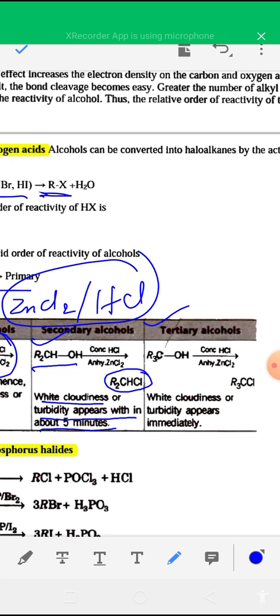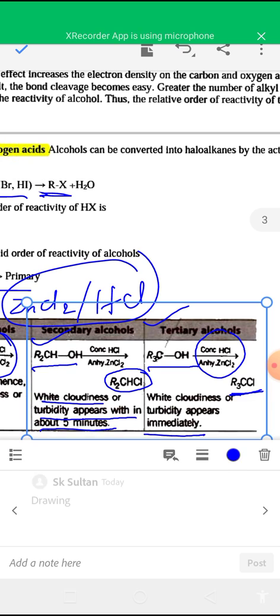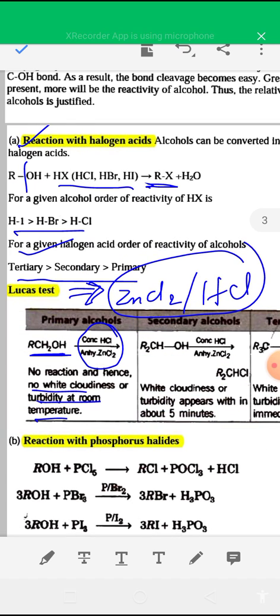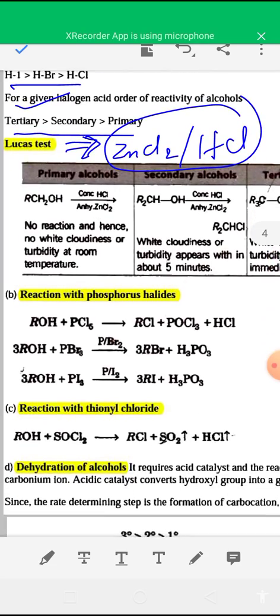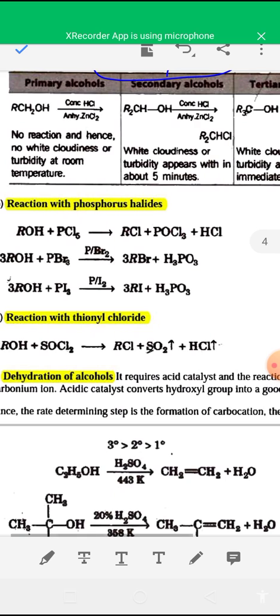And tertiary alcohol reacts very rapidly. When tertiary alcohol, R3COH, reacts with Lucas reagent, it will produce R3CCl, and a white turbidity appears immediately. This is given in the syllabus. Using Lucas reagent, you can differentiate primary, secondary, and tertiary alcohol. Tertiary alcohol reacts very fast with Lucas reagent, then secondary alcohol, and primary alcohol does not react with Lucas reagent easily.